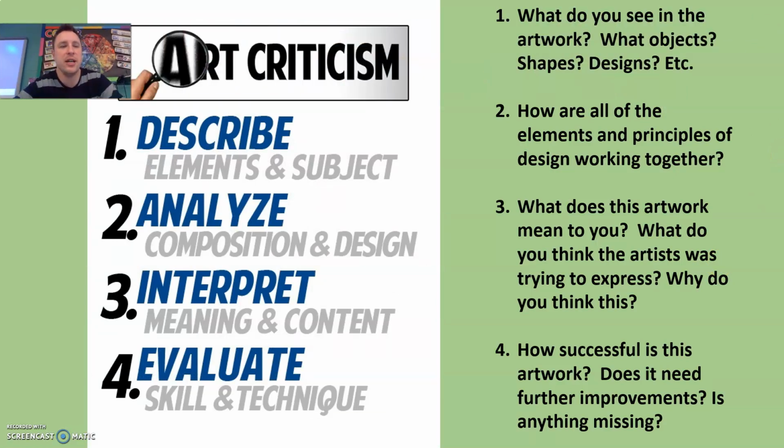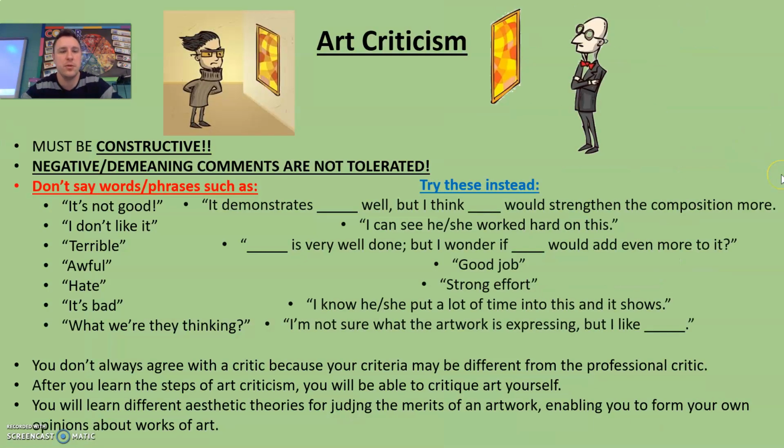All right, so moving on to a more serious matter. The 4 criteria in art criticism are to describe what you see, to analyze the work, to interpret it, what you think the meaning is, and to evaluate it, to talk about the skill and the technique of the artist and the artwork itself.